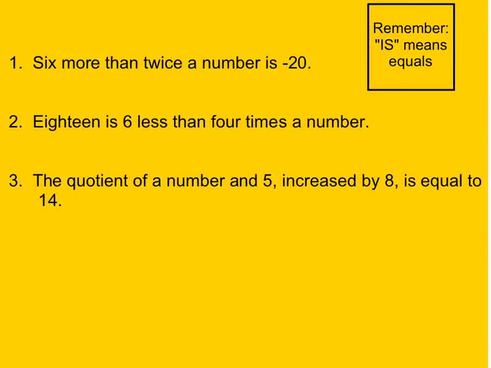Number 1 says 6 more than twice a number is negative 20. Remember that "is" means equals. So anytime that you see an "is," you want to make sure that you have an equal sign. So if I start with that and I find my "is," I know that means equals. I have a negative 20 here. And then the first part says 6 more than twice a number. Remember, twice a number means the same thing as 2 times a number. So that would be 2x. And then we want 6 more than that, so plus 6.